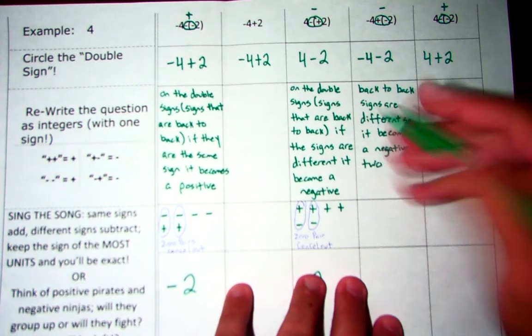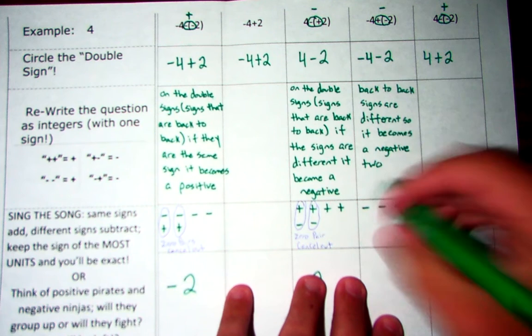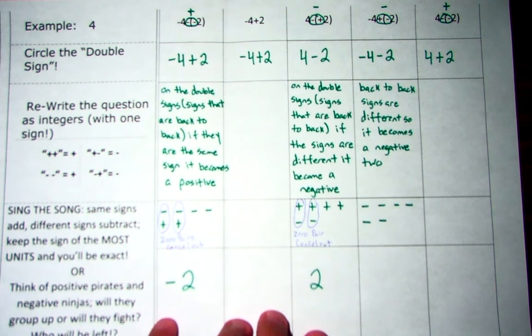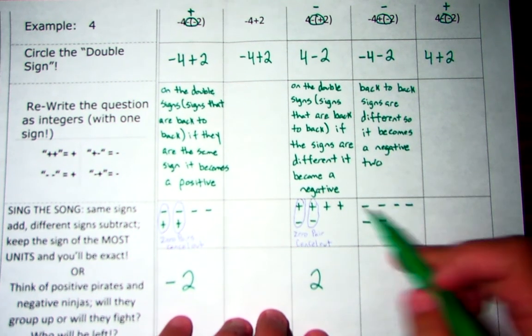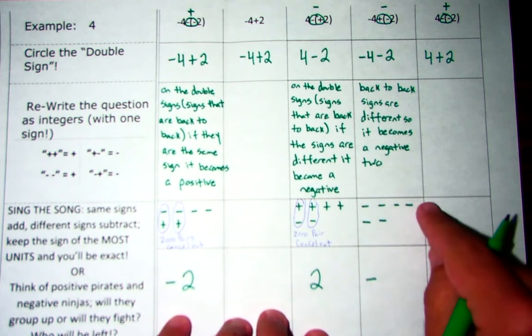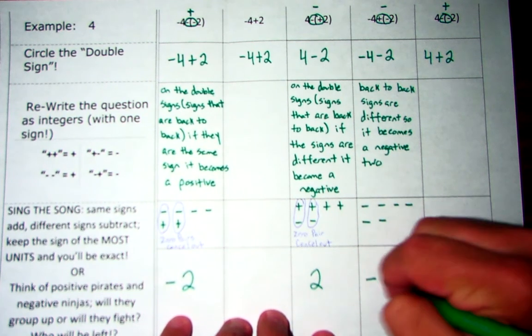So notice here we have 4 negatives, and then we have 2 negatives. Oh, look at that. They're all the same sign. Well, since it's all the same sign, you keep the sign, and you add them all up. 1, 2, 3, 4, 5, and 6.